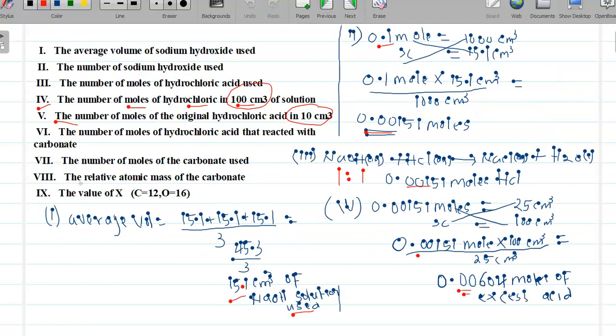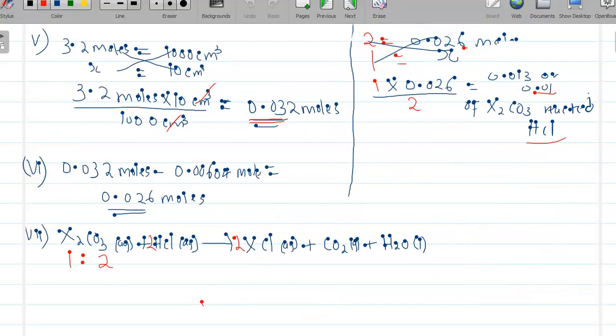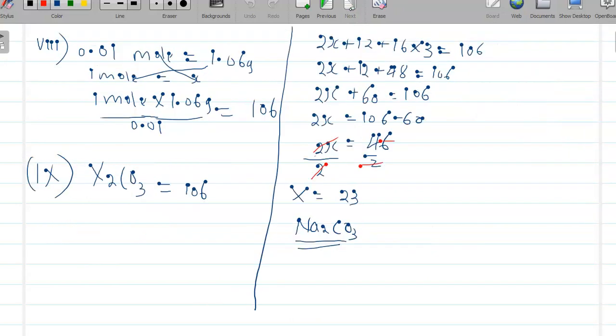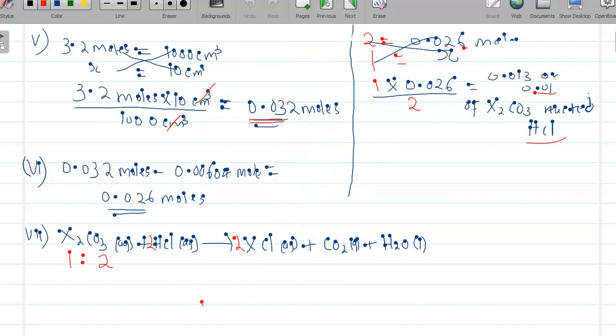Then we have Roman 7. Roman 7 is asking the relative atomic mass of the carbonate. For you to calculate the relative atomic mass of the carbonate, this is what you do. How is it expressed? It's always expressed using the number of moles of the carbonate, which is 0.01 or 0.013. This number of moles of the carbonate is equal to the mass of the carbonate.